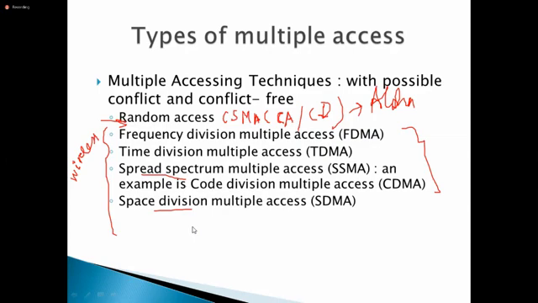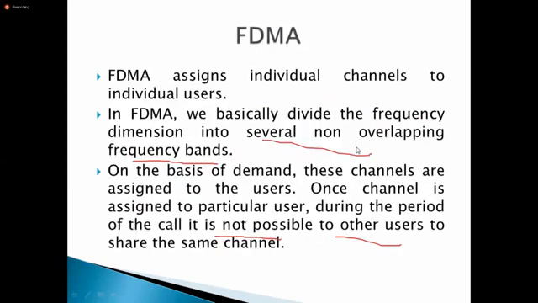So we discussed a lot of multiple access techniques, random access techniques like CSMA/CD. Now these are for wired multiple access, right? And these multiple access techniques are for wireless: FDMA, TDMA. Now we have to discuss SSMA, spread spectrum multiple access, CDMA and SDMA. We have to discuss these three. These two we already discussed, FDMA and TDMA.